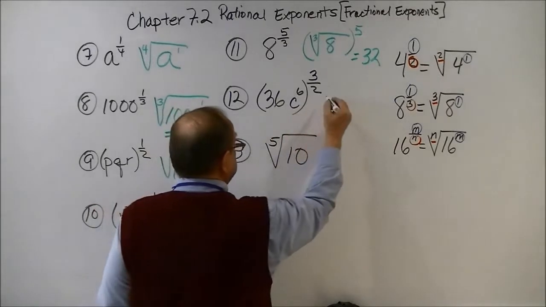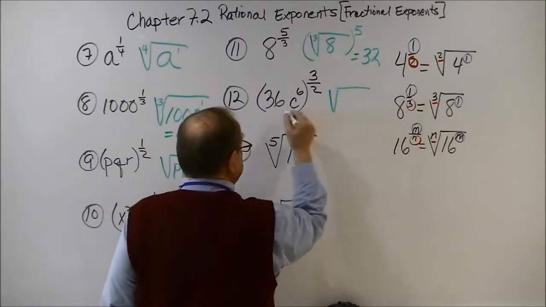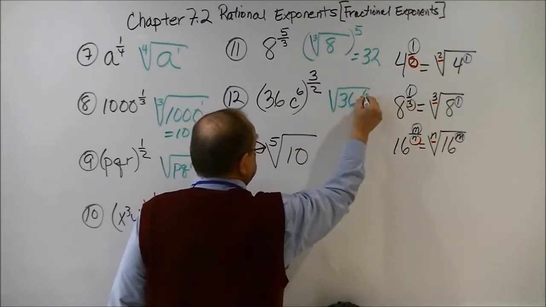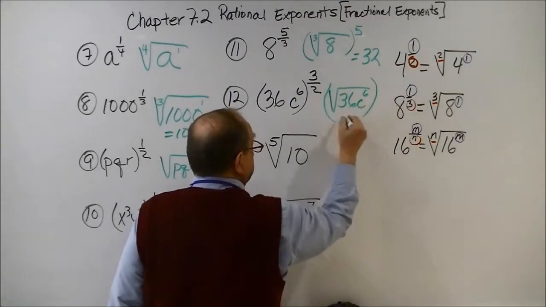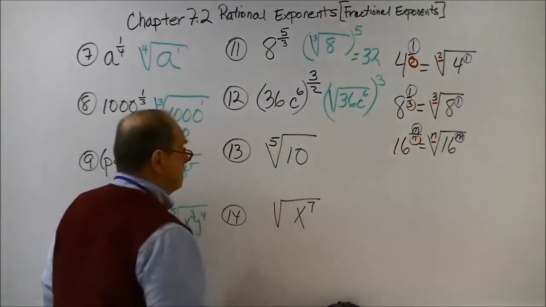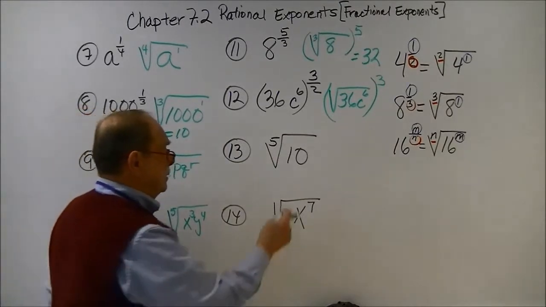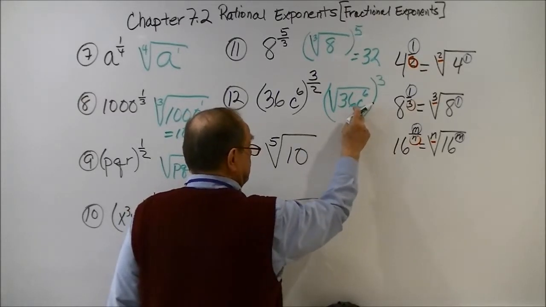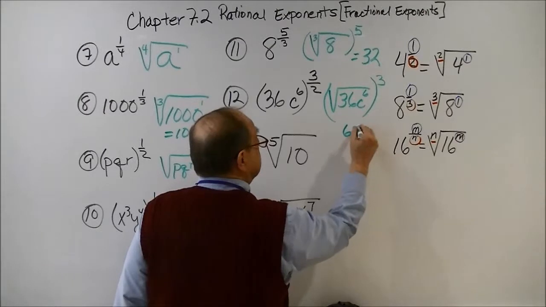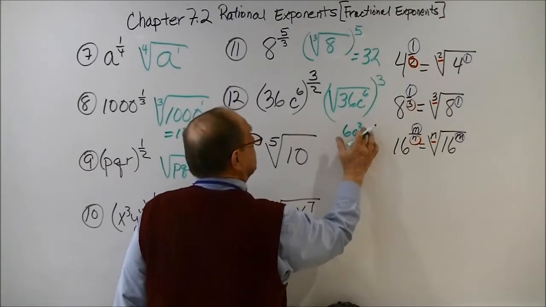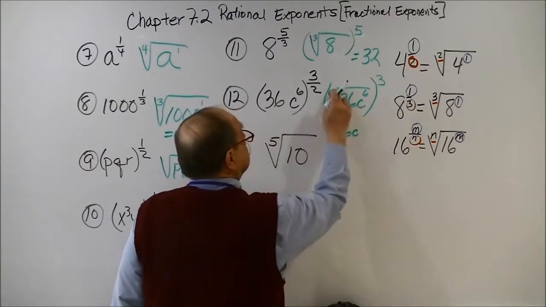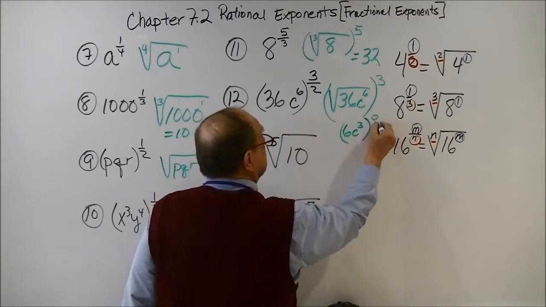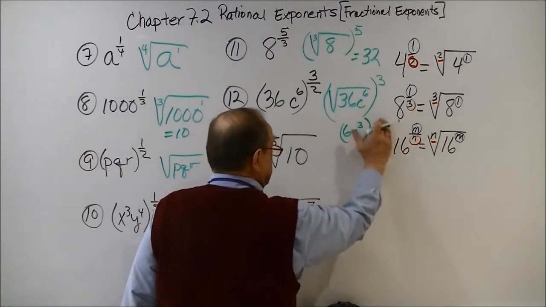Okay, in this one it's going to be the square root of 36 c to the 6th, and then that whole thing is going to be raised to the 3rd power. Now the square root of 36 is 6. The square root of c to the 6th is c to the 3rd, because you're dividing it by 2, and you're raising that whole thing to the 9th. Oh, I'm sorry, 3rd.